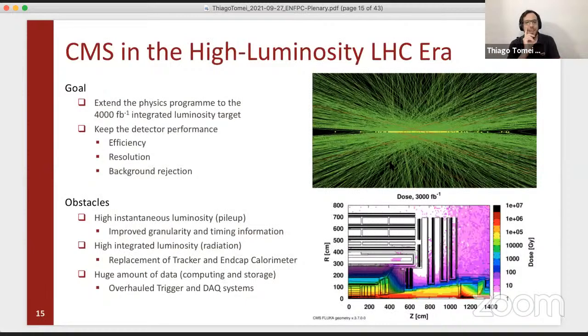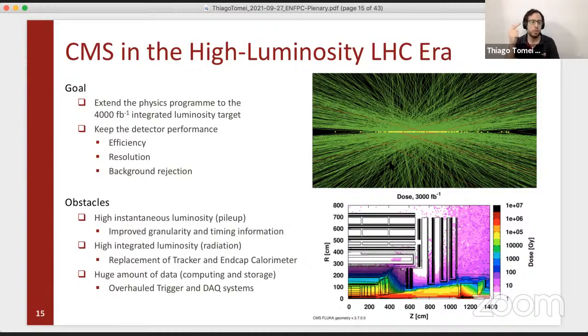But there is a caveat. There is the pile-up. And not only that, but there is also the dose. And this thing of pile-up and dose, they are going to be the leitmotif of everything that I'm going to talk to you about now. Because the key thing is that we will have to rebuild our detector. We will want to extend our physics program to use all of the 4 inverse femtobarn integrated luminosity. And this means that we want to keep the detector performance.